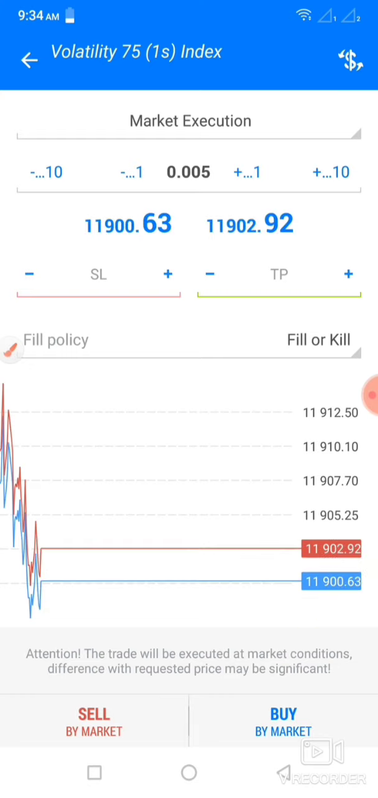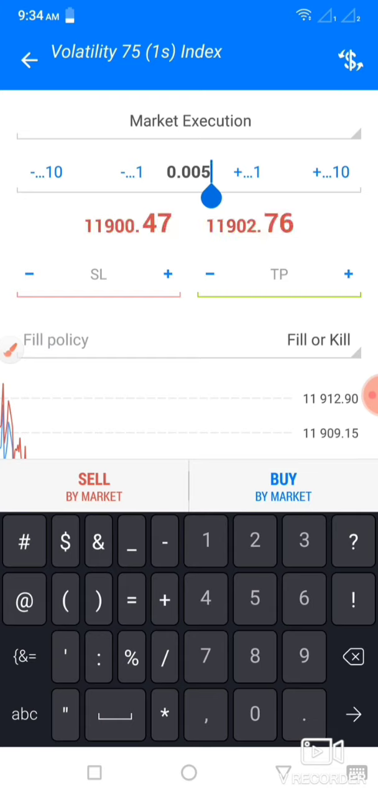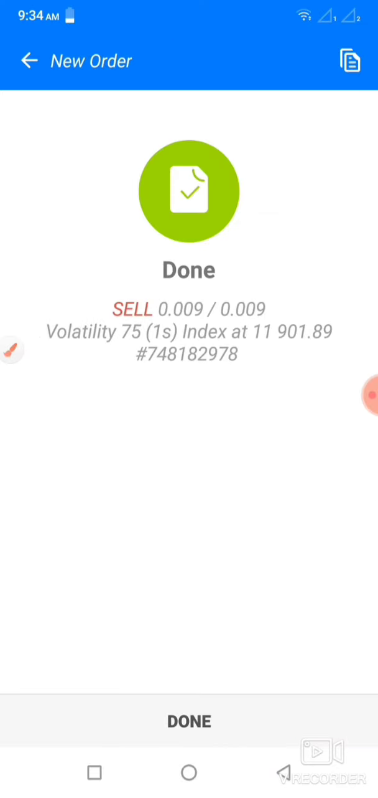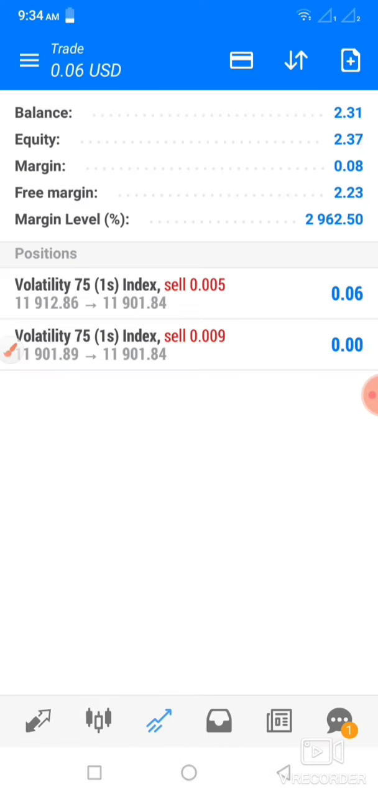So you can adjust this to something like 0.015 or 0.09 like this, and you can simply place your sell. And I have 2 open positions. This thing is volatile, but if you place the biggest lot size ever, you can also lose your money. It is not very volatile, but lot size can destroy your capital.